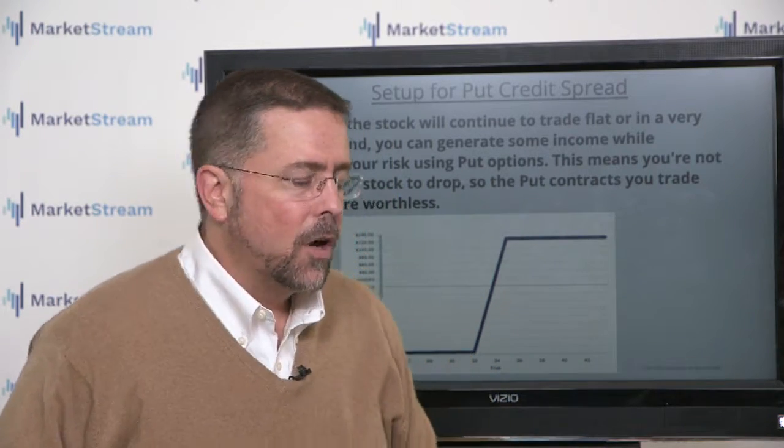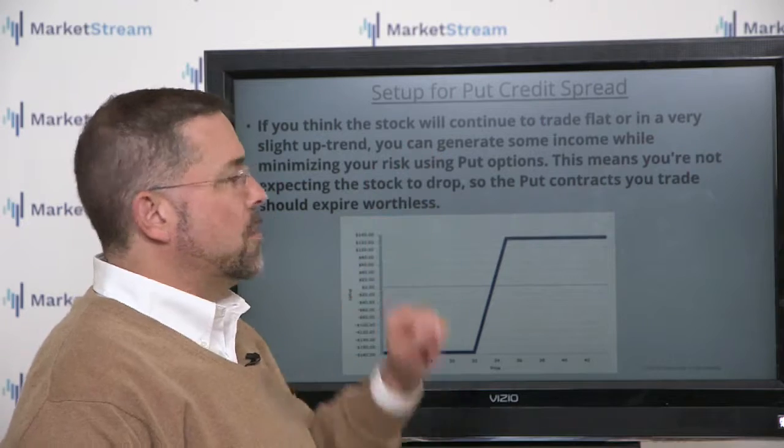So let's take a look at the put credit spread, and really we'll give you the setup for the put credit spread, and then we're going to actually jump in and take a look at just an example. These are all just examples and concepts. I don't want anybody running out and trading this until you do your due diligence and you really understand the risk and reward factors. So when do you use, or why would you use a put credit spread?